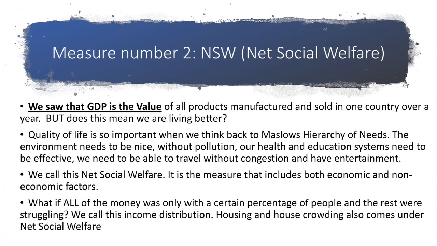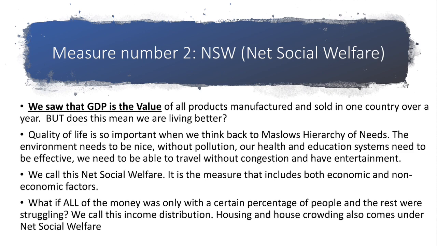Alright, so let's look at measure number 2, net social welfare. So we saw that GDP is the value of all products that are manufactured and sold in one country. But if we think about all the producers are producing more and the output's gone up and the dollar value's gone up, does that mean we are living better? So the quality of life is important when we think back to Maslow's hierarchy of needs that we looked at. We need a nice environment, we don't need pollution, we need to look at our health and our education systems, and we need to be able to travel without traffic congestion.